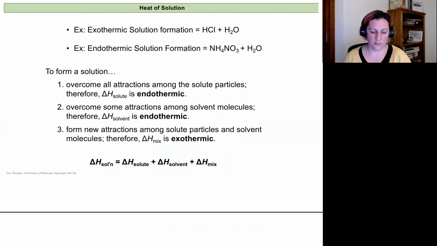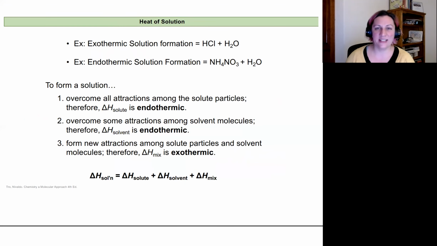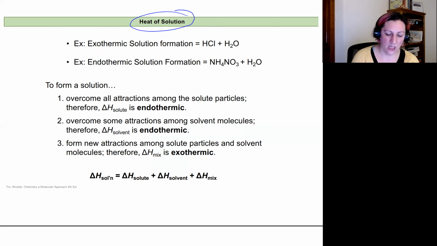So let's talk about forming solutions. We call this the heat of solution right here. We call it the enthalpy of solution too. And they can be exothermic, they can be endothermic. So I have a couple examples here. First, I have an exothermic example, and it's an acid dissolving in water.